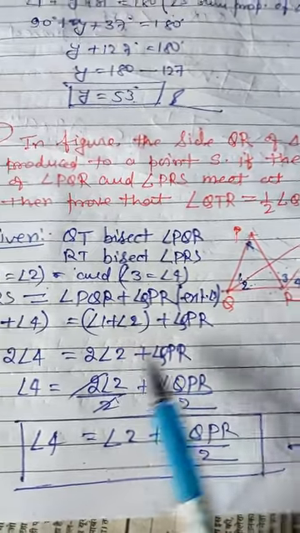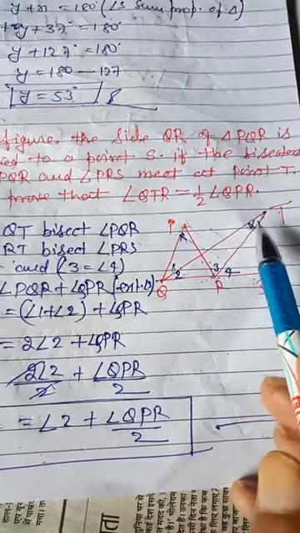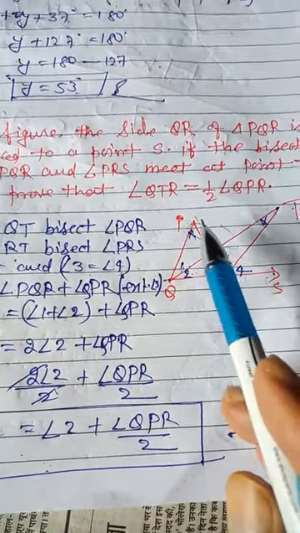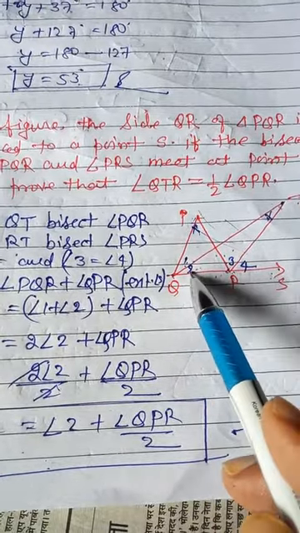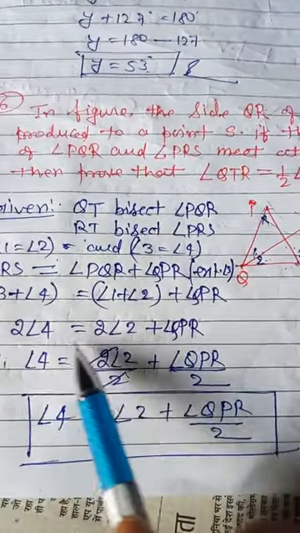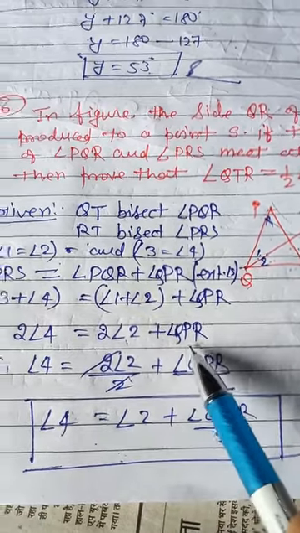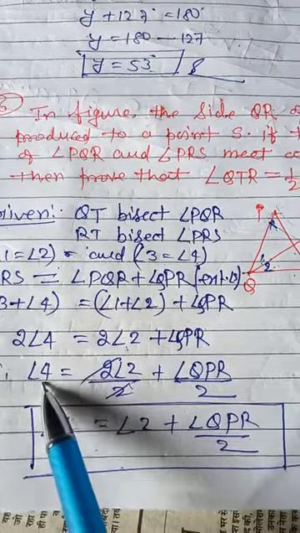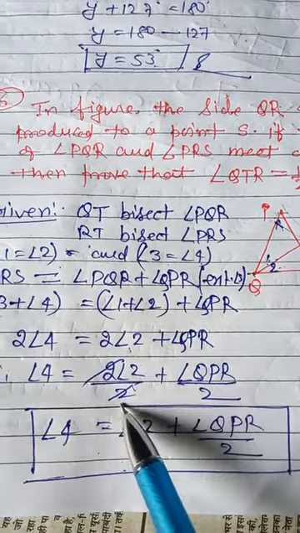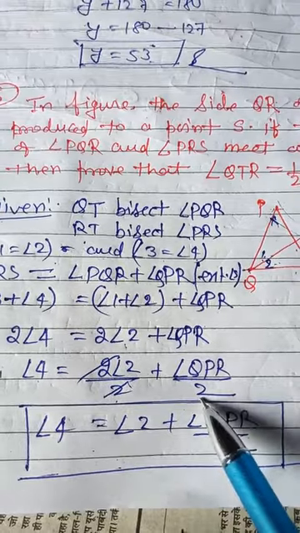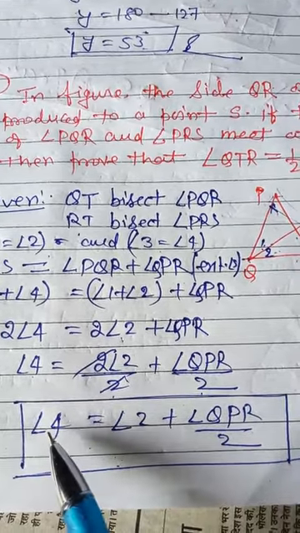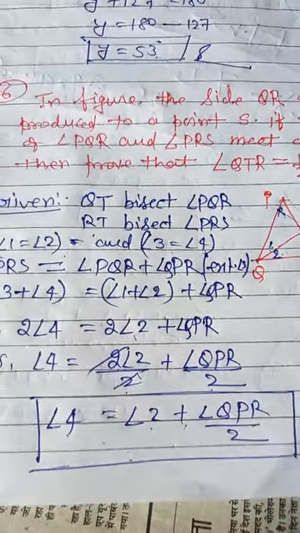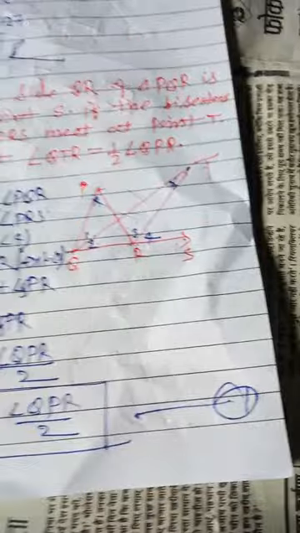क्योंकि यही दोनों एंगल का सम है. Because QT is the bisector, we can write angle 1 equal to angle 2. So angle PQR is equal to 2 times angle 2, and 2 times angle 4 is equal to 2 times angle 2 plus angle QPR. Change the side of 2: angle 4 equal to 2 angle 2 by 2 plus angle QPR by 2. 2 cancel, so we can write angle 4 equal to angle 2 plus angle QPR by 2. This one is equation first.